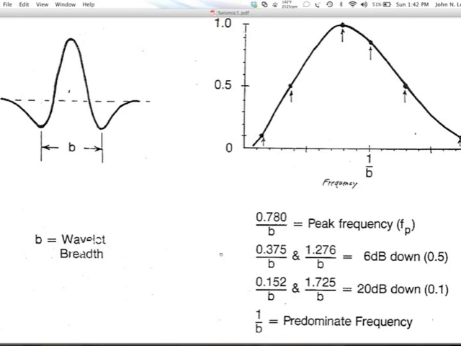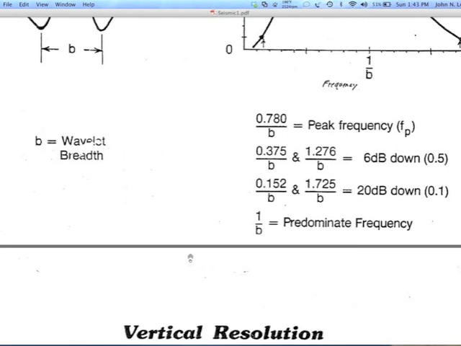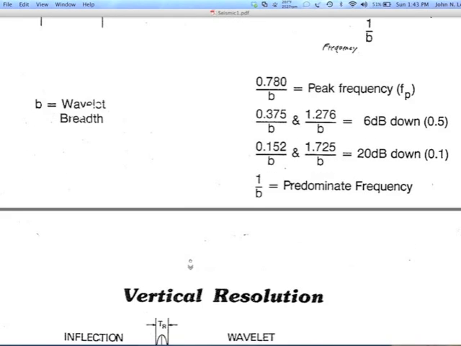And how well do we know where that is? Well, it depends, again, on our wavelet breadth. The broader our wavelets, in other words, the lower frequency our data, then the harder it is going to be for us to get those accurate locations, those accurate depths, and accurate velocities too. Okay, because the time affects all those things.